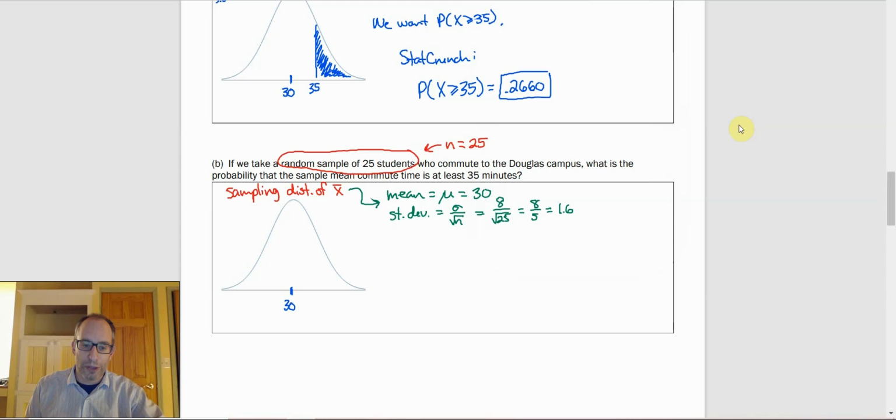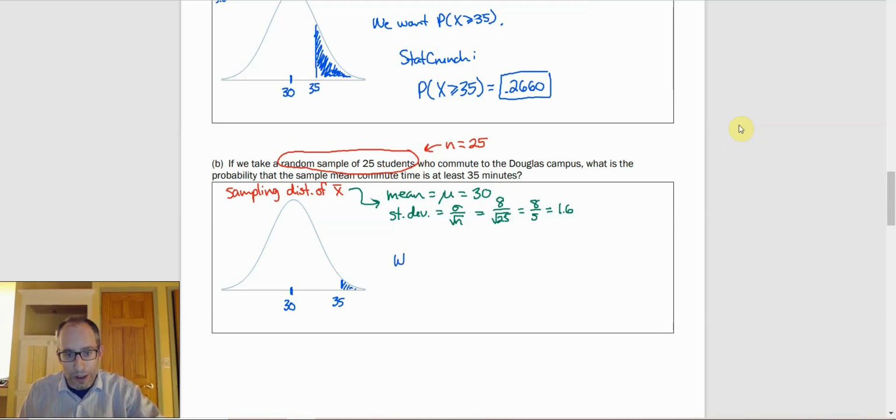So instead of me drawing the 35 here, I'm looking at this and I'm going, that's over 3 standard deviations away, because 3 times 1.6 is going to be 4.8. So the 35 is actually going to be farther than the way I'm drawing it. But you're going to end up with a tiny little tail. So what's going to happen is that we should get a probability that's really small.